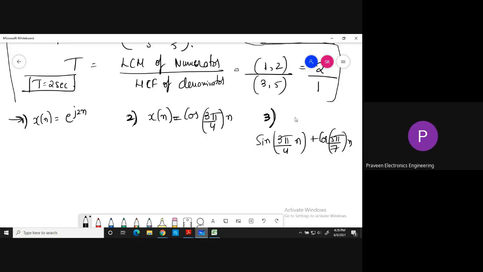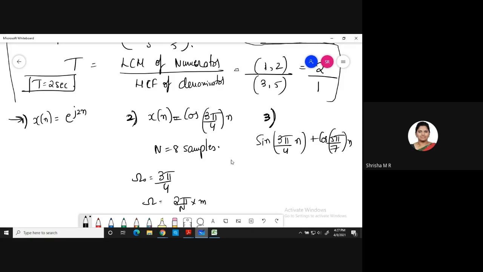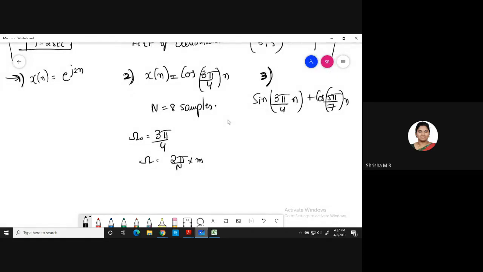Ma'am, for the second one, n is equal to 8 samples. Yes, n is equal to 8 samples. So how do you get it? Omega naught is equal to 3 pi by 4, so I'll try to express this in the form omega is 2 pi by n into m. Ma'am, the first one is a non-periodic function. Yes, it's non-periodic. This is a non-periodic signal or function.